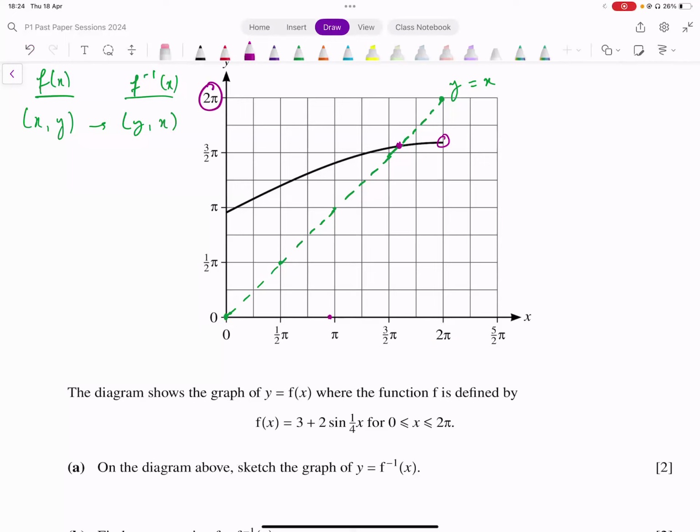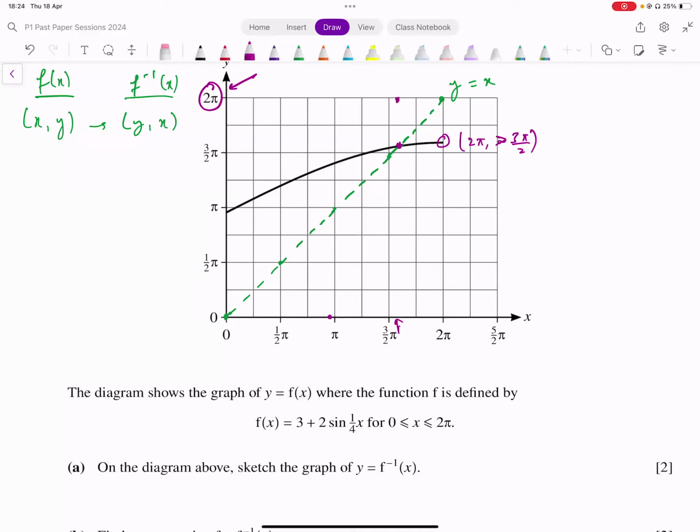And when you reflect it, it's going to be somewhere around. So here it's slightly greater than 3 pi over 2. So its coordinates are 2 pi and something slightly greater than 3 pi over 2. When you flip them, the y coordinate is going to be 2 pi, right here. And the x coordinate is going to be slightly greater than 3 pi over 2. So that point is going to be around here.